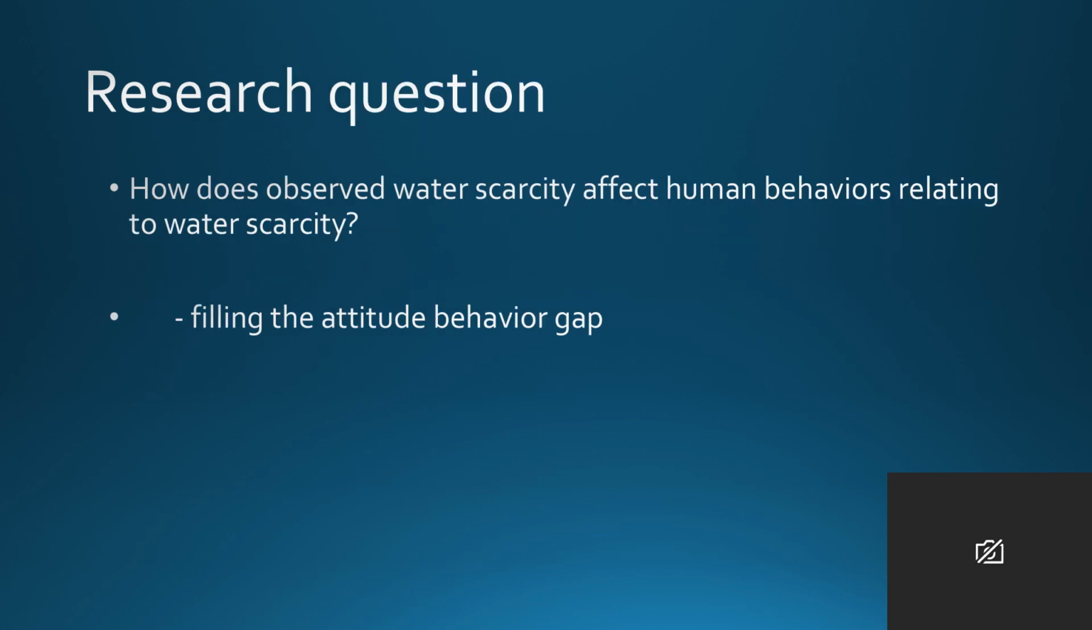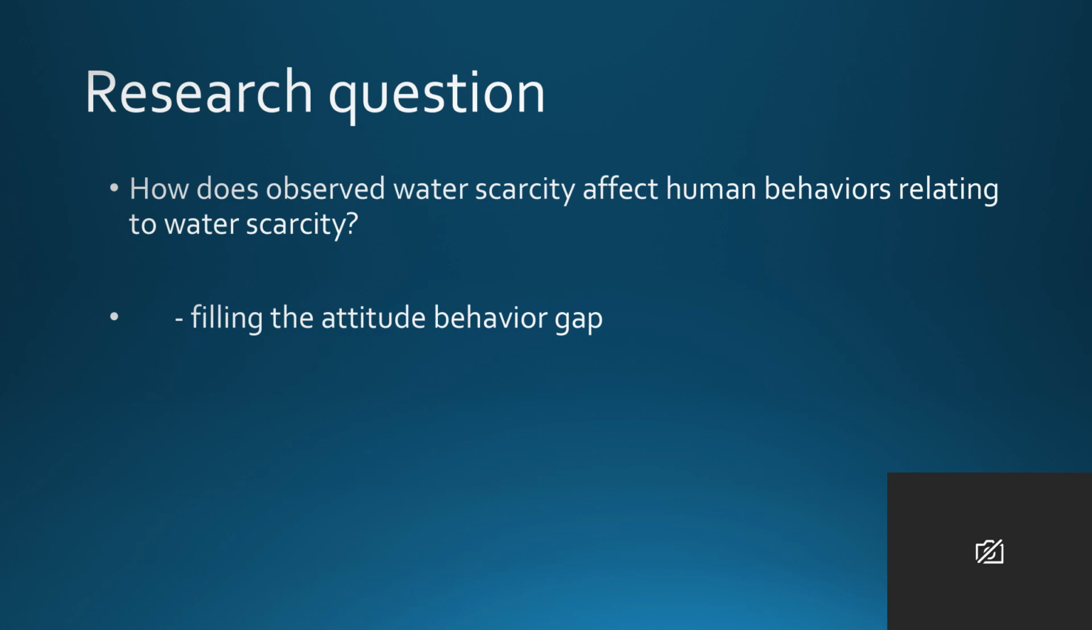The research question of the paper is, how does observed water scarcity affect human behaviors relating to water scarcity? This translates to, when a population recognizes they are in a drought, how do their behaviors of water conservation change?